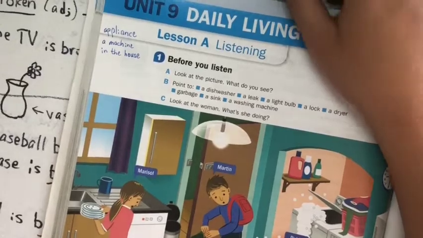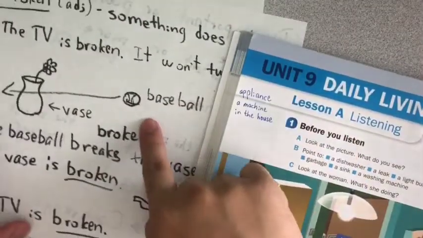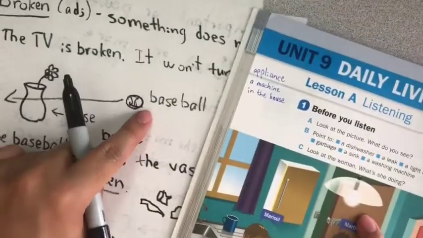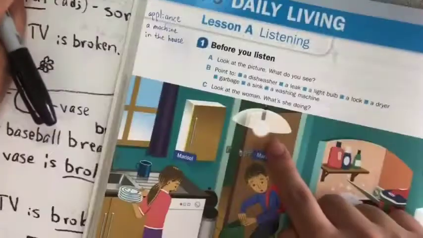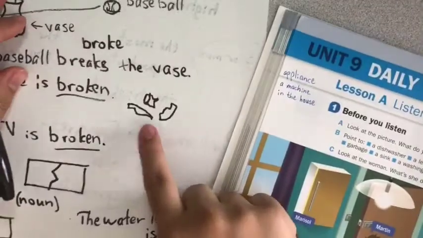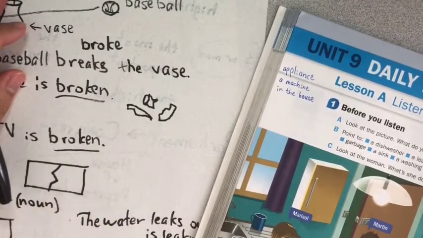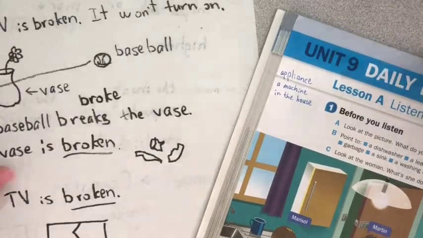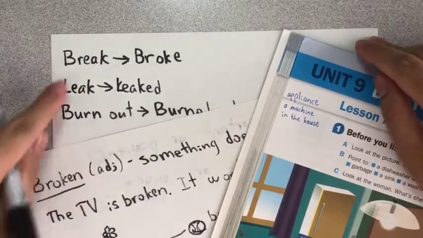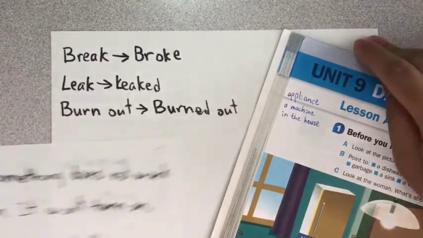Same thing. Unless the baseball hits the light, then we say the baseball broke the light. The baseball broke the light. Now the light bulb looks like this. Okay, so these are the verbs we can use to talk about things that are broken.